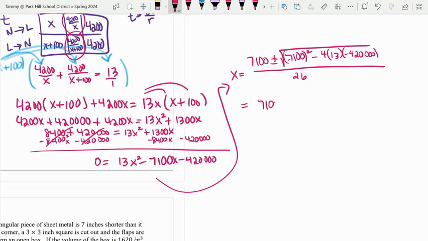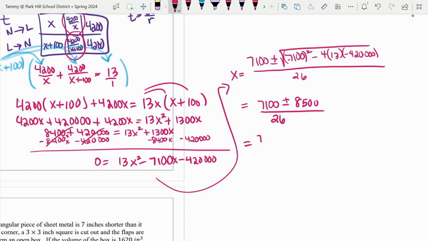So that's going to be 7,100 plus or minus. I'm going to do negative, put that in parentheses, negative 7,100 quantity squared minus 4 times 13 times negative 420,000. Big number, 7,225,000,000. I'm going to take the square root of that number. So I just get 8,500. So just let the calculator do the work at that.